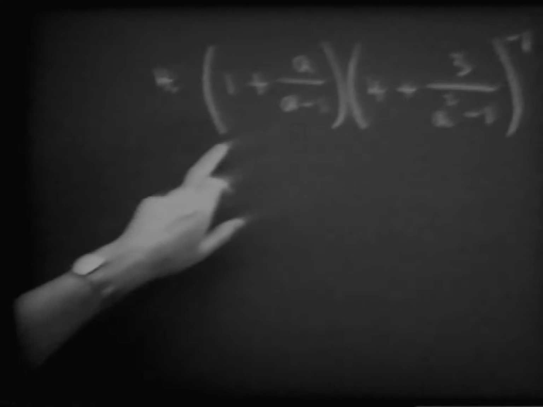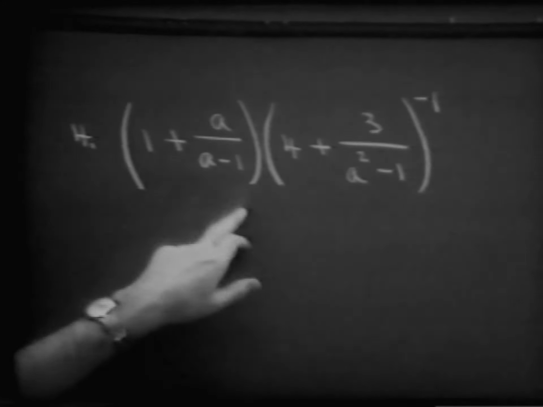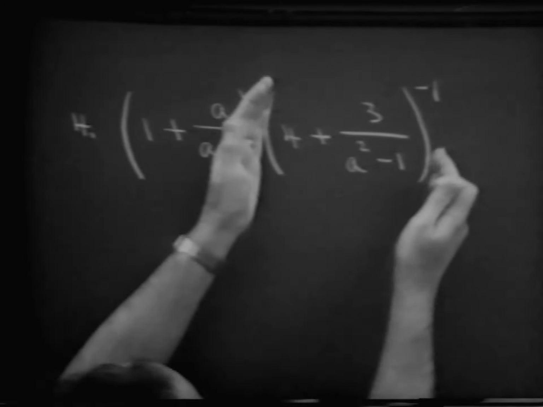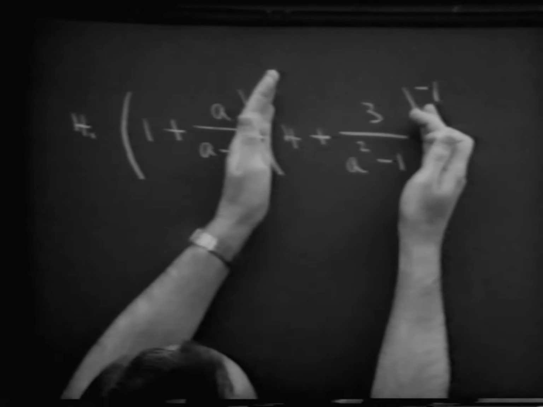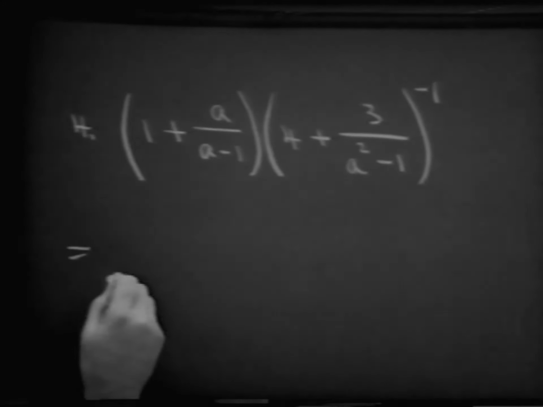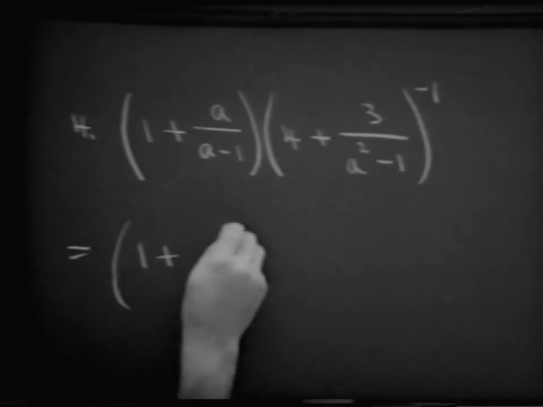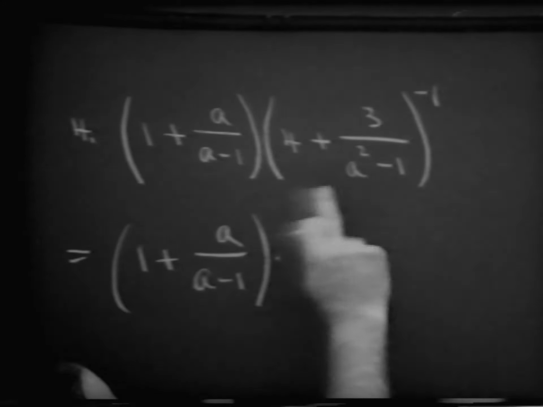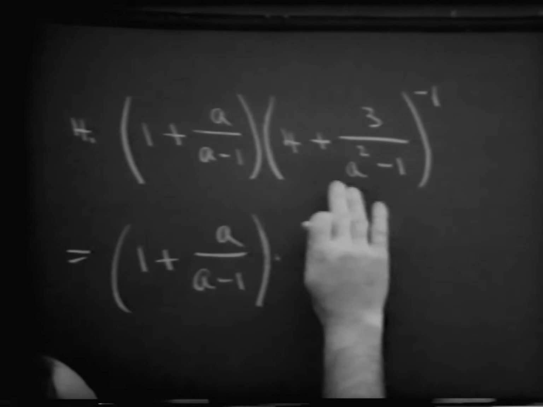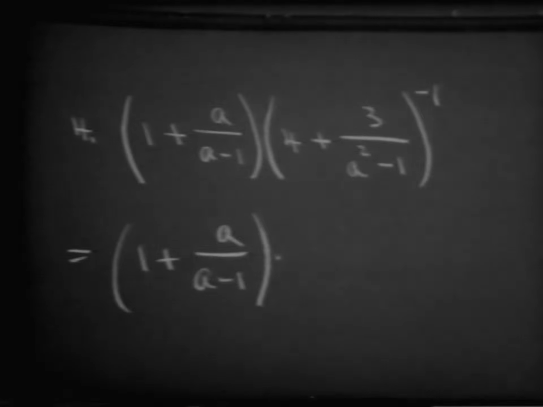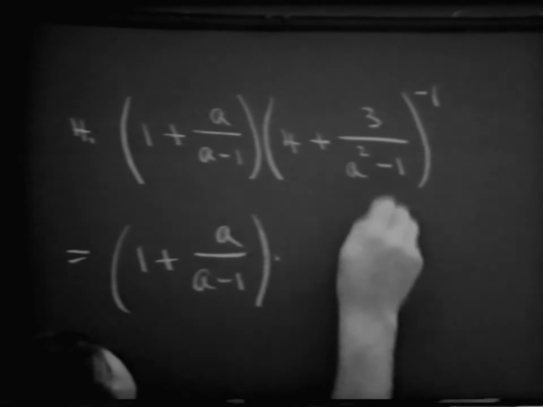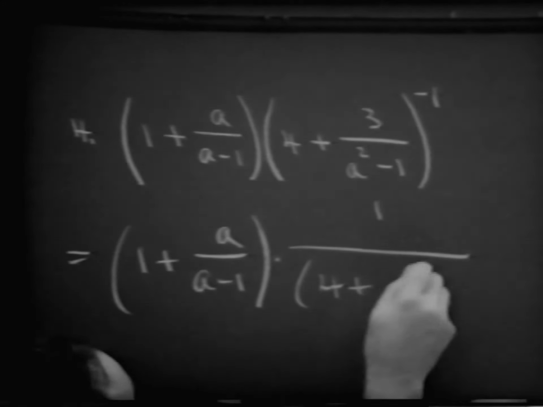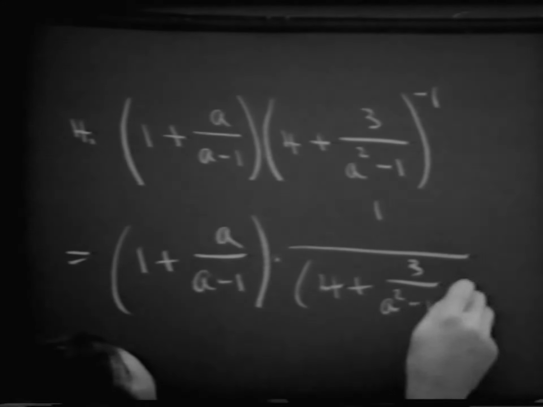Here we have 1 plus a over a minus 1 times 4 plus 3 over a squared minus 1, all raised to the negative 1 power. Now, the only factor that's raised to the negative 1 power is this one right here. So this then is going to be equal to, well, let's just repeat this factor, times, and let's use our definition or our theorem, which says that x raised to the negative 1 power is 1 over x. Is that right? So it's 1 over, and there you have 4 plus 3 over a squared minus 1.